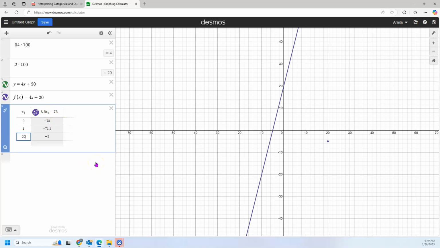Let's see, if I sell 20 apples, I'm still in debt by $5. I'm trying to figure out where I start to make money. I need to sell at least, that's 23 apples. Can I sell 22 apples? Yeah.